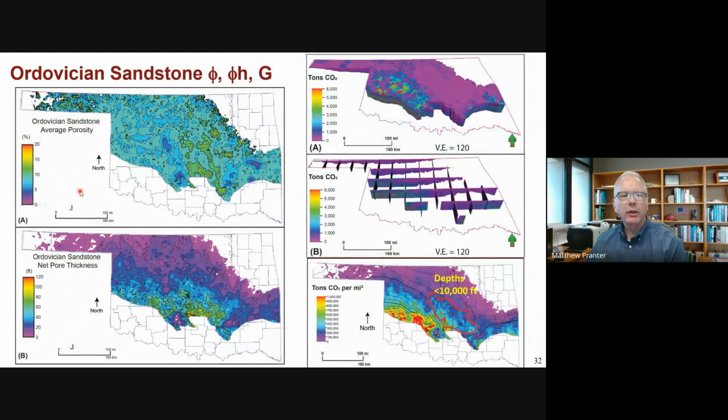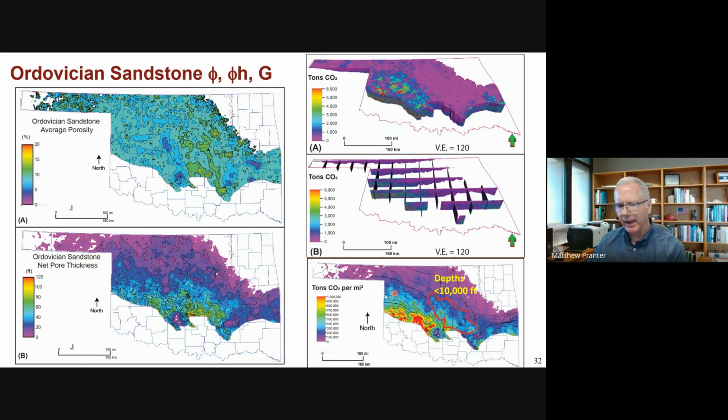So this shows most of the porosity and pore volume within the Ordovician is primarily associated with the sandstones of the Bromide. And there's an area here within central Oklahoma where there's a higher amount of porosity and storage capacity. And this shows pore thickness for that same interval, just for the Ordovician sandstones. And then this is the corresponding storage capacity.